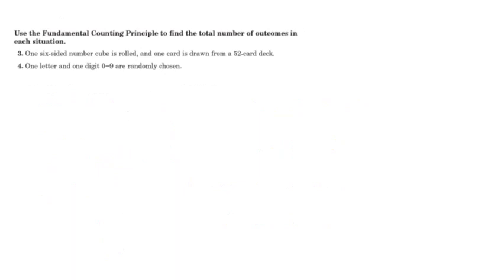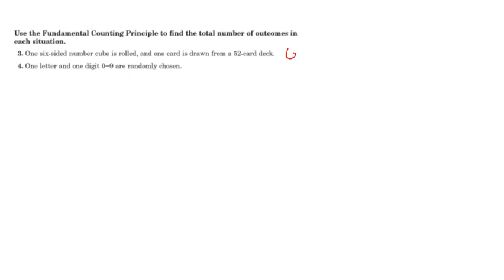So we're going to use the fundamental counting principle to find the total number of outcomes in each situation. It says one 6-sided number cube, or dice, if you will, and one card is chosen from a 52 card deck. I want to know what are the different combinations that I can have. Could I have a 1 and the ace of spades, a 5 and a queen of hearts? What are the different choices that I can have?